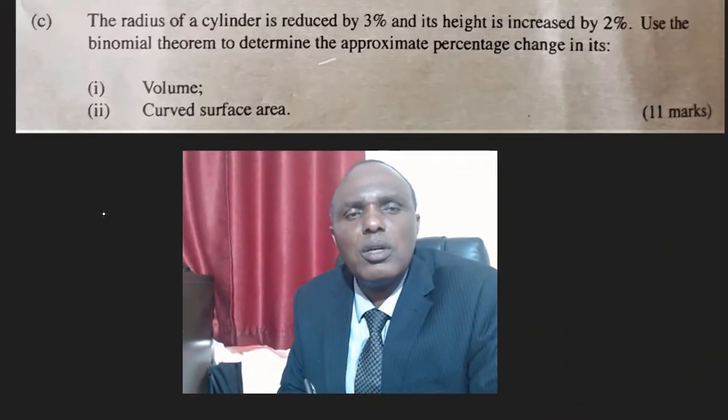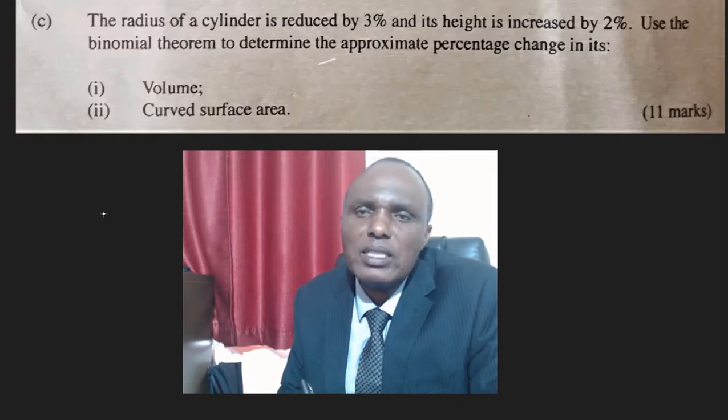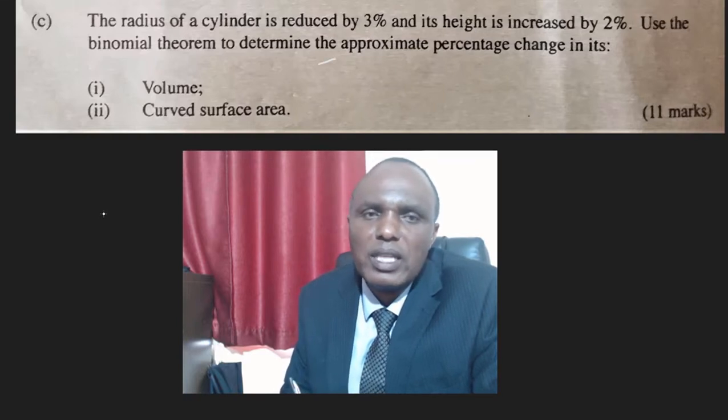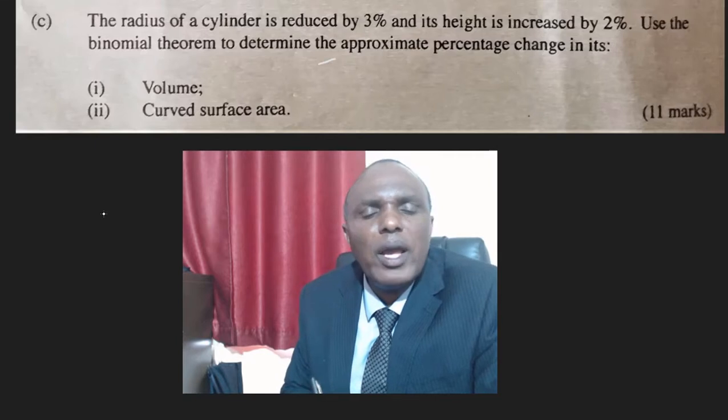Let us do question number 3. See Roman 1. We are required to get the approximate percentage change in the volume of a cylinder whose radius has been reduced by 3% and its height is increased by 2%. We are required to use binomial theorem.